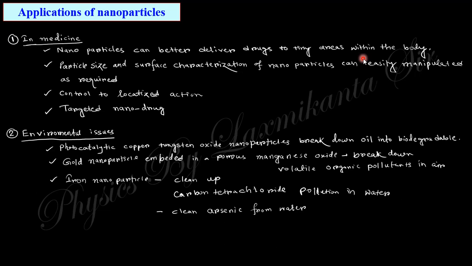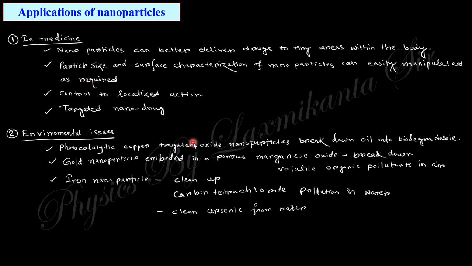That is, if you use a bulk material, it acts on the whole body, but if you use the nanoparticle, it acts in the particular position, at the particular point where it's required. And particle size and surface characterization of nanoparticles are easily manipulated as you require. You can control the size of the nanoparticle easily, and you control the location of action. You can also control the location and the targeted nanodrug. So a nanoparticle used in medicine is a very useful thing.